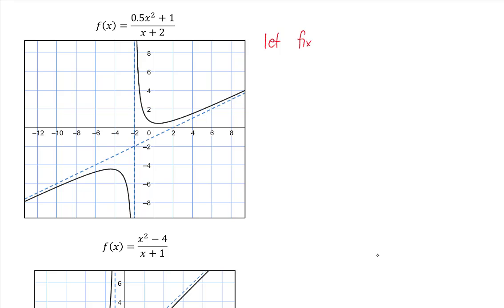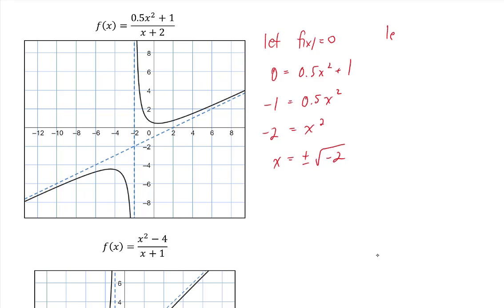So we can let f of x equal 0. So we get 0 equals 0.5x squared plus 1. So now let's try to solve for x. We get negative 1 equals 0.5x squared. Then we get negative 2 is equal to x squared. So x is equal to plus or minus the square root of negative 2, which if you use your calculator, you'll see you'll get an error. So there are no x-intercepts for this function.